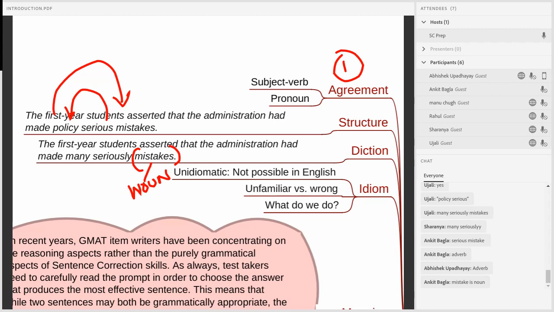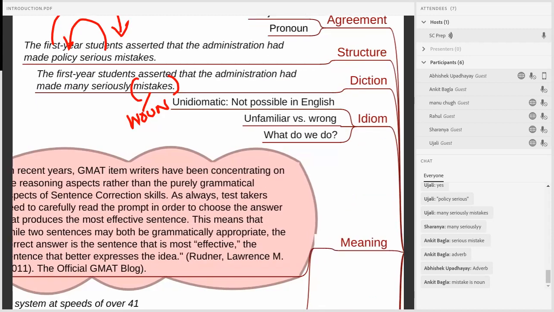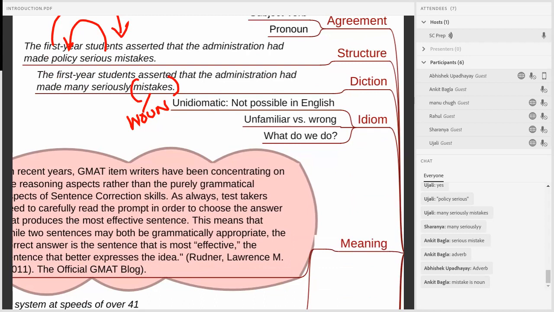All right. Now the next one is idiom. So many people have issues with idiom. Now, let me ask you guys something, and again, different opinions are possible on this, right? Let me ask you something. Do you think idioms are important on the GMAT? Go ahead, whenever you're ready.